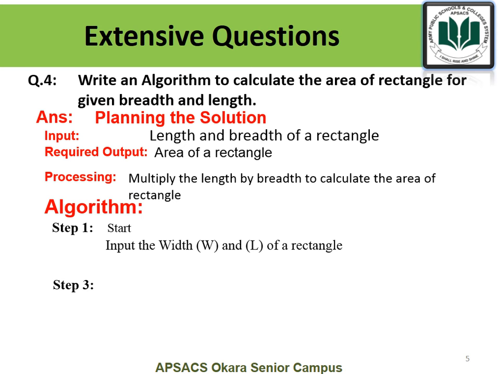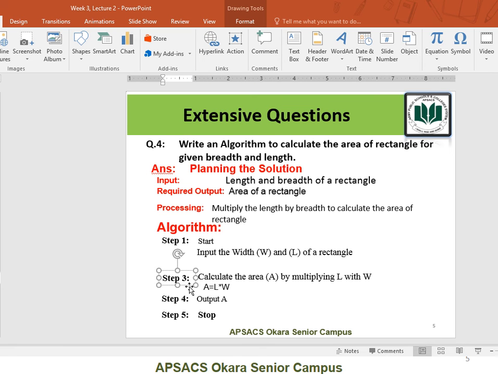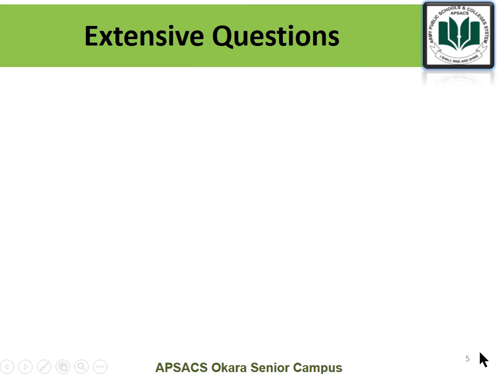Again, step number 2. This is our step number 2, and this is our step number 3. This is a typing mistake. I will have to correct it. Step number 4. Now it is all right.